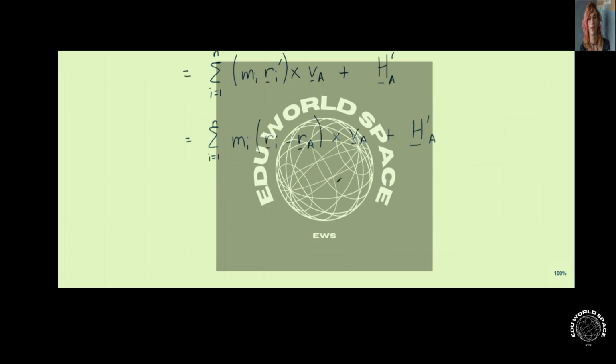So we can see from here that HA, which we have on the left-hand side, can equal H prime A if and only if M into R minus Ra crossed with Va is equal to 0. So we can have the left-hand side equal to the right-hand side if this is satisfied.